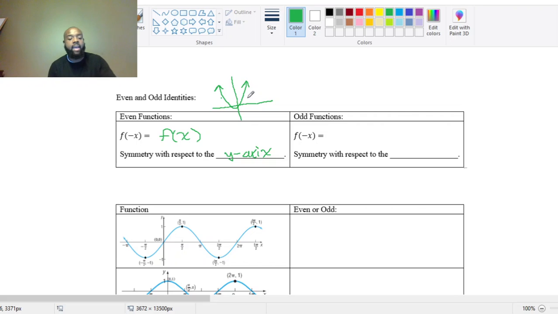Oh, this graph is bad. Let's not put the xy plane there. But negative x would be here, positive x would be here. They have the same y values, right? And so that's why this works. That should be an S.